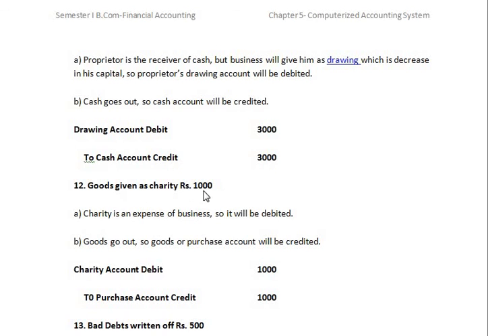Next, goods given as charity 1,000. Charity account. It's an expense. Charity is an expense. Charity account debit to purchase account. Goods is going out. So it is the purchase account.